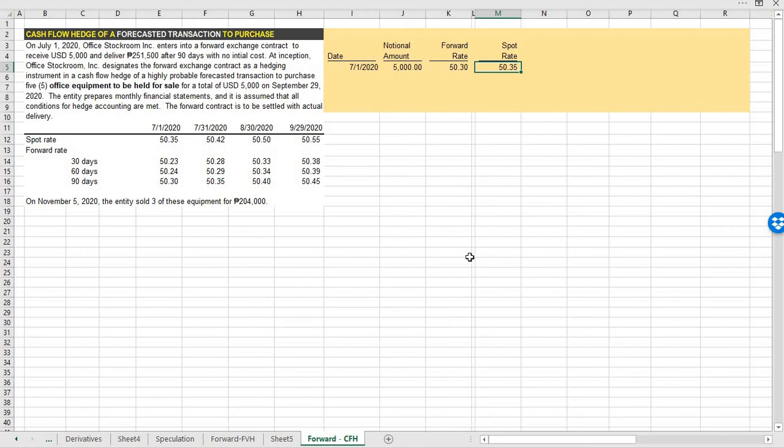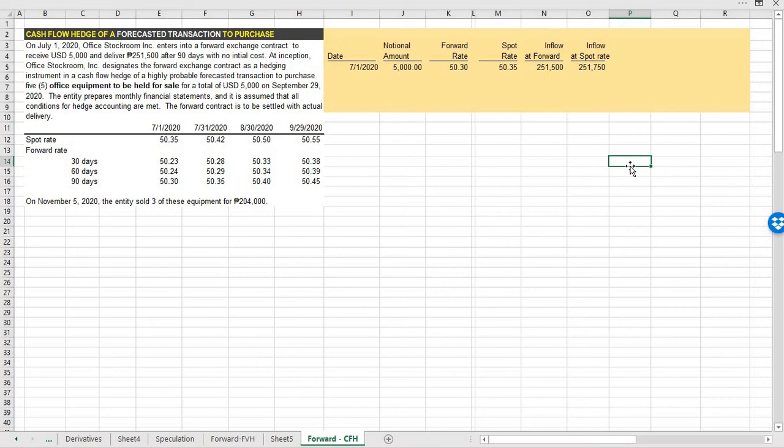So, ngayon, i-multiply na natin ito sa ating notional amount. Unahin natin yung forward rate. So, 50.30 multiplied by 5,000. So, ito ay ating inflow based on forward rate. So, that is 251,500. And for the purpose of spot element computation, so i-multiply na rin natin yung spot rate sa ating notional amount. So yan ay inflow din. Expected inflow based on spot rate. So that is 251,750.